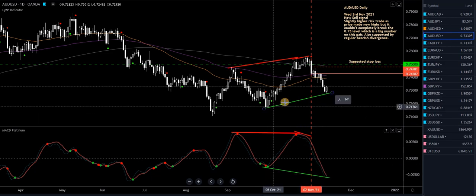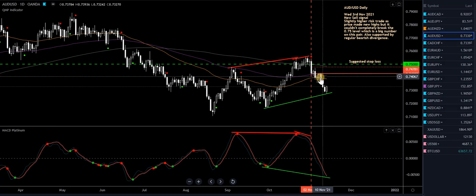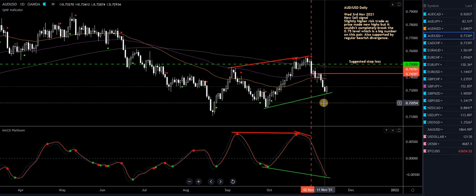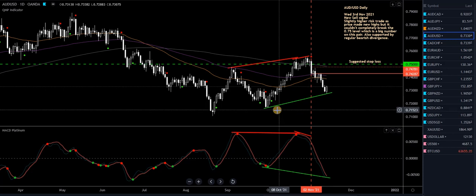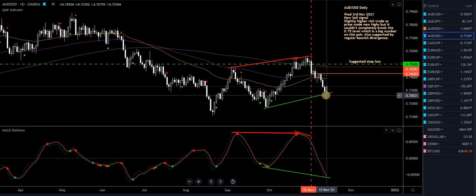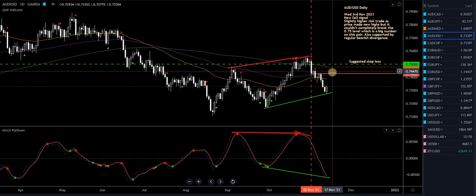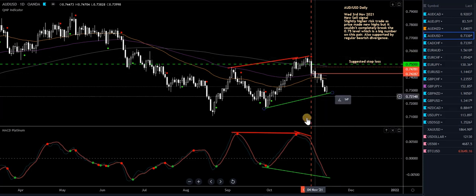And now we've got a potential hidden bullish divergence setting up to the buy side. Even though I tend not to try and predict market movements, this sort of tells me that it's more than likely it's going to stall around here, and it'll push up.